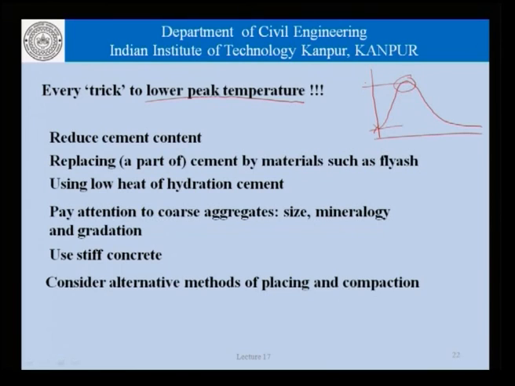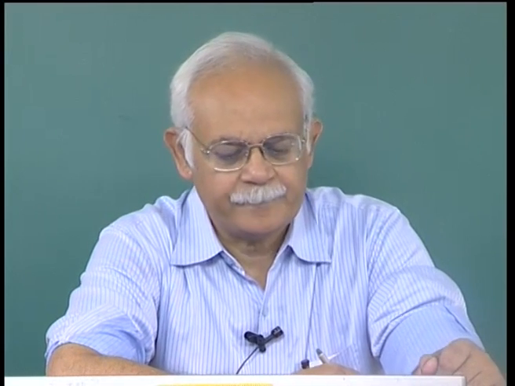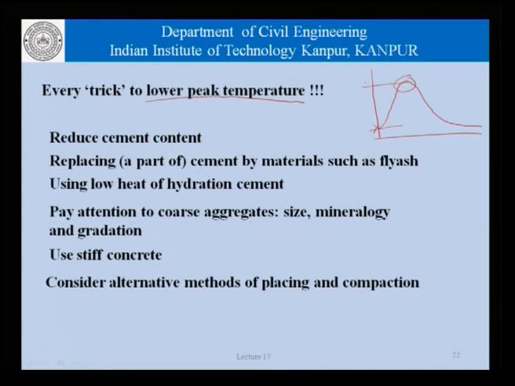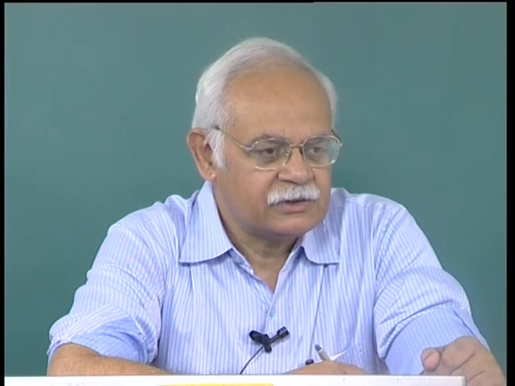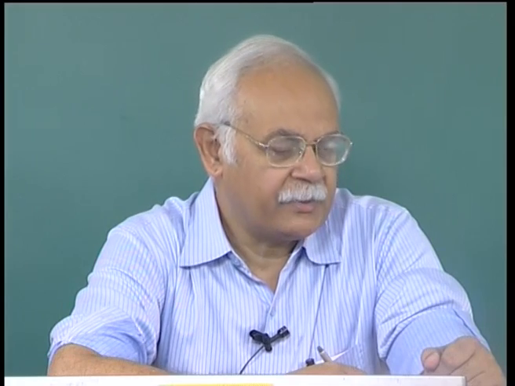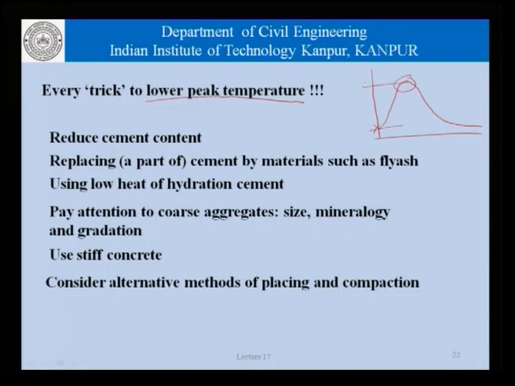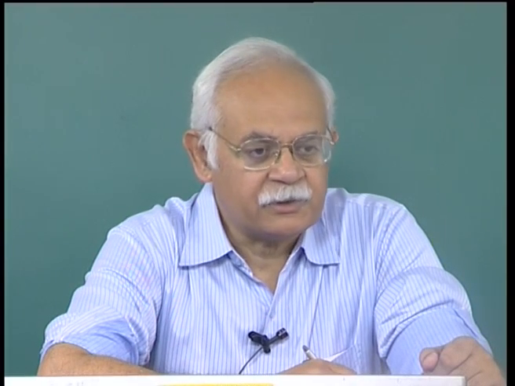One of them could be to reduce the cement content. Another could be replacing a part of cement with material such as fly ash, which does not liberate so much heat on account of hydration, and the secondary hydration processes in the case of pozzolanic reactions with fly ash and so on. Use low heat of hydration cement. If we reduce the amount of heat that is generated from the cement by changing the chemical composition of the cement, that helps. We should try to pay special attention to the properties of coarse aggregates, the size, the mineralogy and the gradation, because all these properties contribute to the properties of concrete.